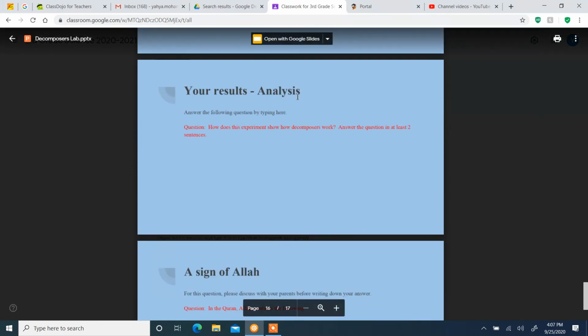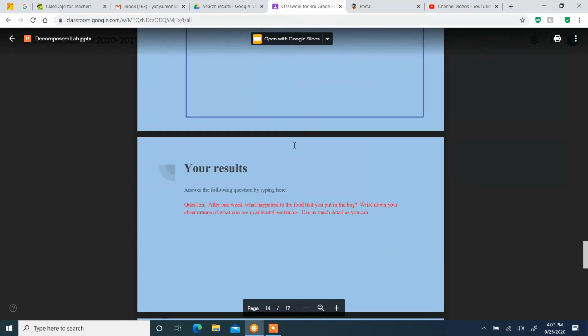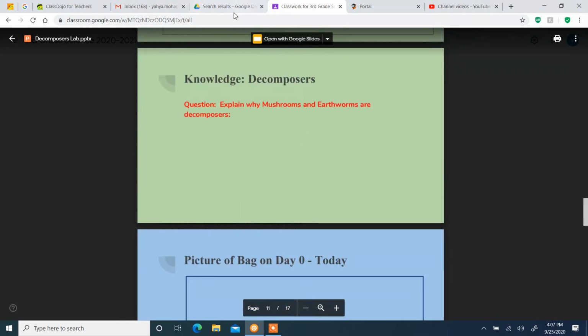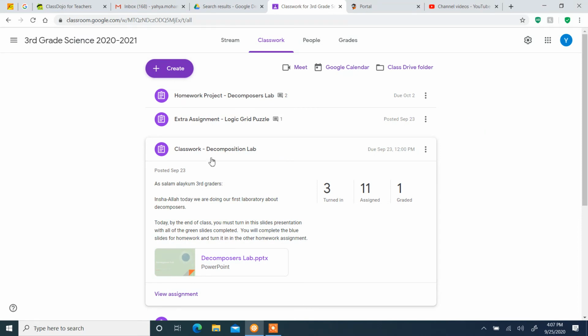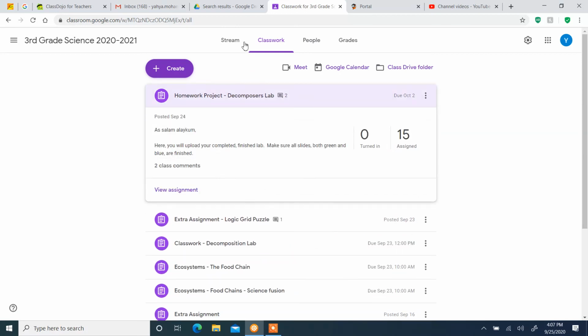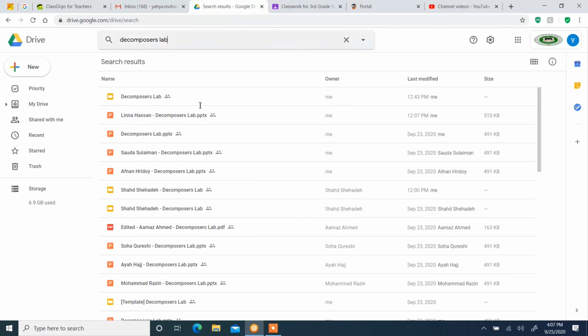So anyways, that's it. The main points are that there are two different assignments. Classwork is when they finish the green, they can go and upload it. Next week, when they finish all the blue, they should upload it here. And second, if you can ask the students, they need to search Decomposers Lab in their drive and find out which one of their PowerPoint or Google Slide files actually has their answers.